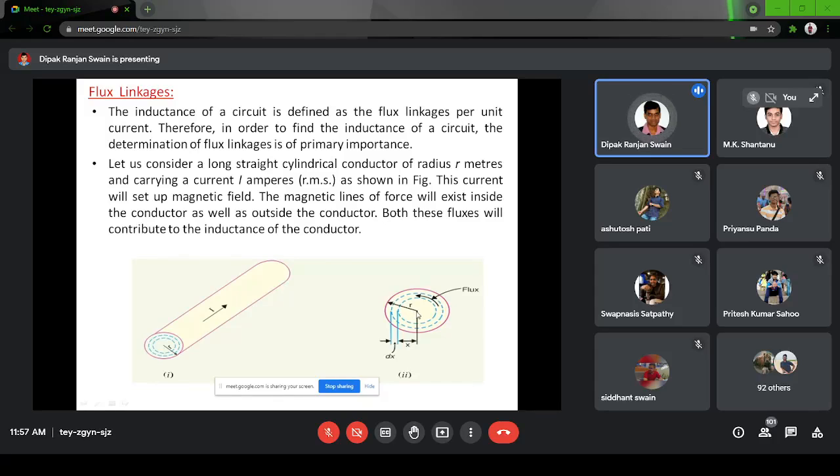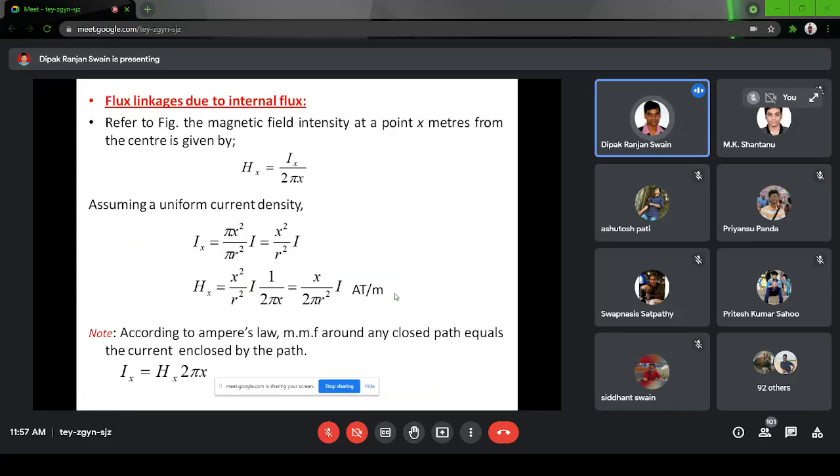So if that is done, the current at this particular cross-sectional area will be calculated by equally distributing it, dividing it by pi r square and multiplying it by that particular area. So the current enclosed in that section up to x, Ix, will be: total current I by pi r square is the current density, into the cross-sectional area pi x square. That is the ratio between the total current and the current in the section, Ix.